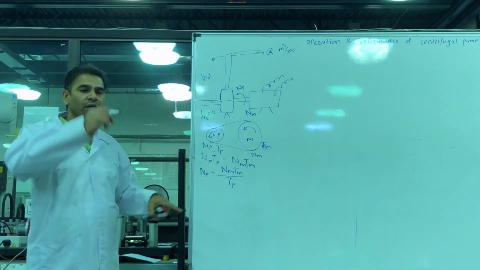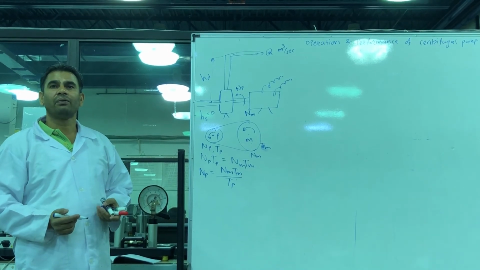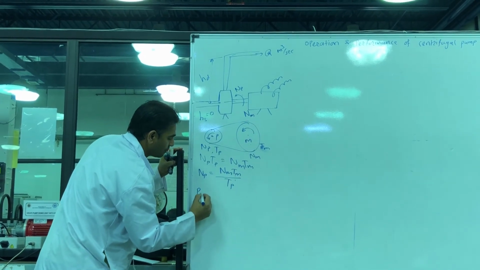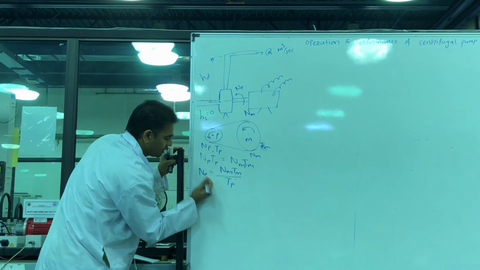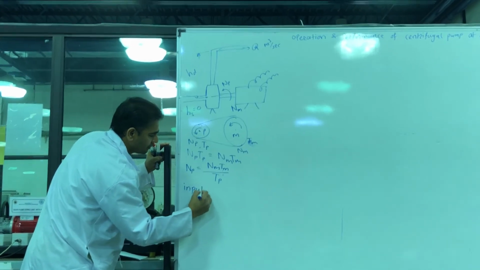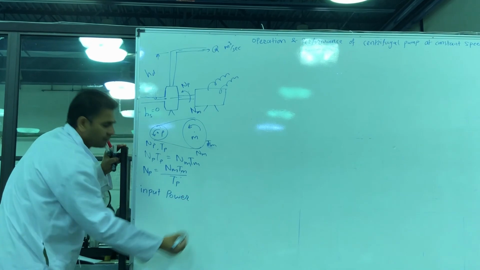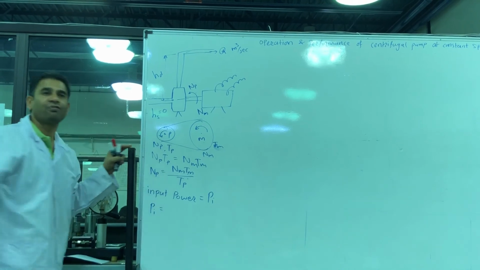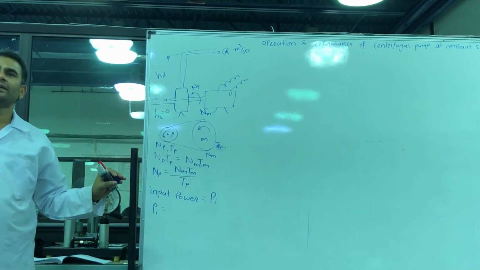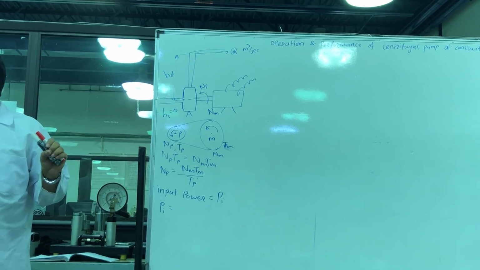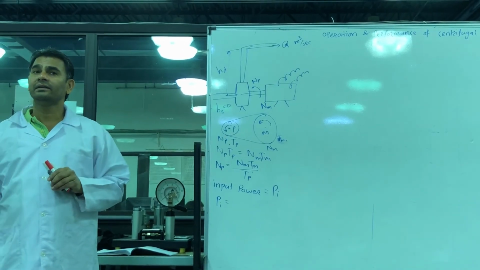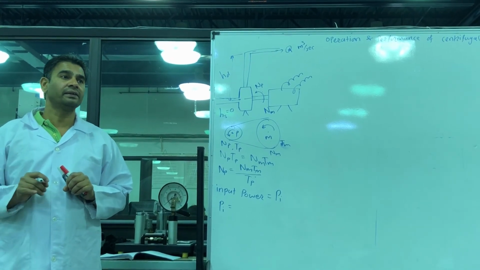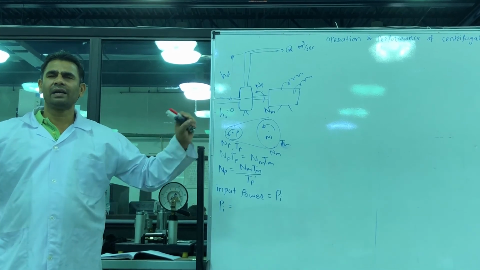Now once we know the rotational speed, how can we find the power? If we know the speed, how can we find power? So input power, Pi. Pi is equal to, can you tell me the power formula? A generalized formula in engineering. Work done by omega, or something. 2 pi NT divided by 60.